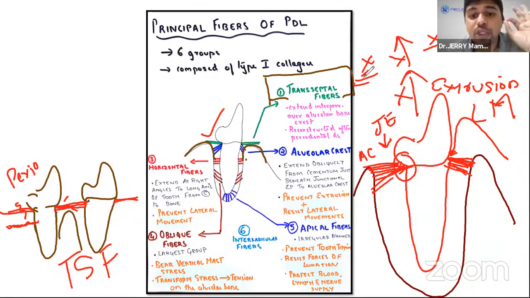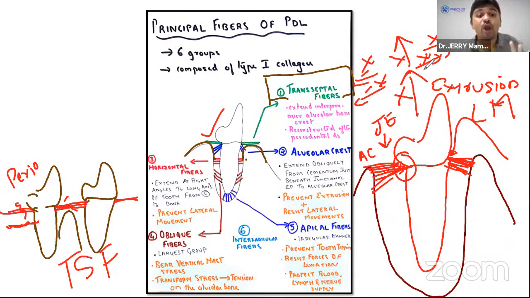You have to learn this by heart, because once we finish today, you should know the function and orientation of all these fibers. So alveolar crest fibers, I'm repeating again: it starts from the cementum just below the junctional epithelium into the crest of the alveolar bone. What is its function? It prevents extrusion and it resists lateral movements. That is the alveolar crest fibers. I hope that is clear.